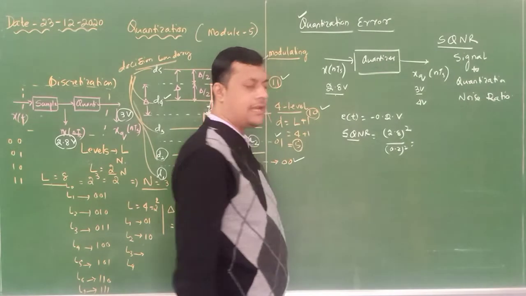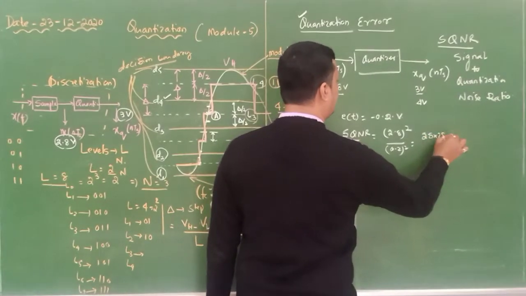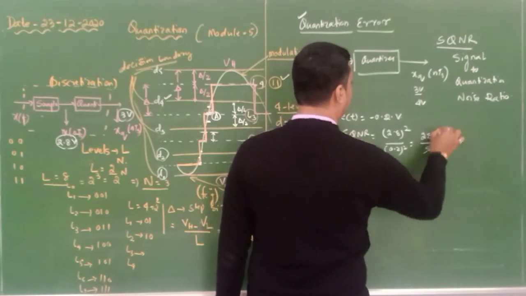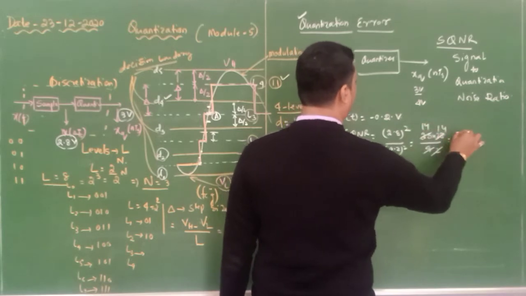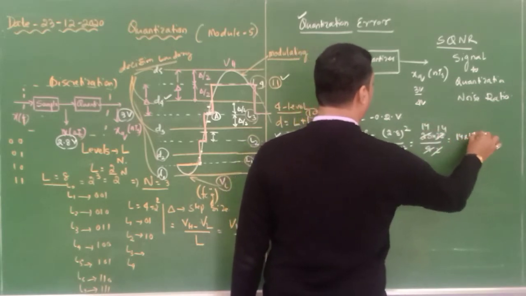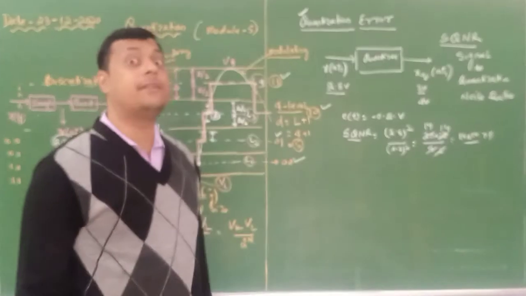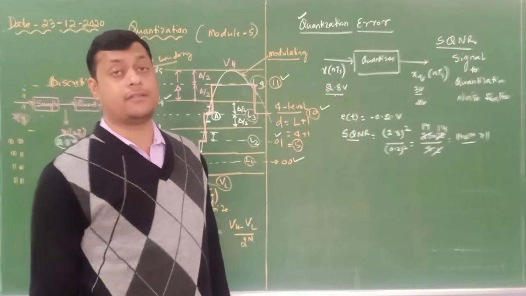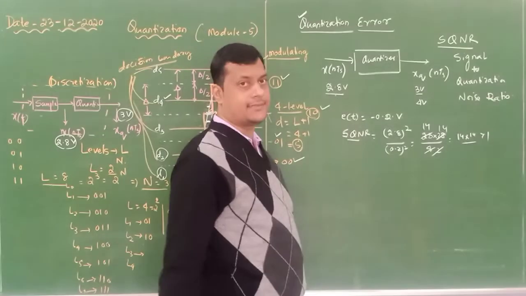So here if you calculate it, you will get around 28 into 28 divided by 4. So this is 2, this is 14, this is 14. So 14 into 14, which is greater than 1. So like this, your value will change. Your signal to quantization noise ratio is greater than 1. If it is greater than 1, means your signal quality is good, because error component is less.